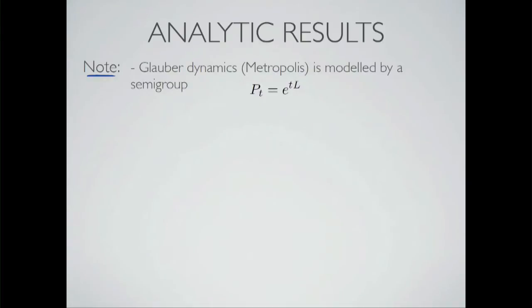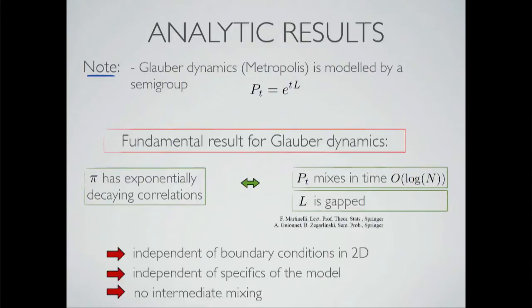And surprisingly, for classical spin systems, there's a remarkably tight characterization of mixing times of the Metropolis algorithm. In fact, it's a continuous version of the Metropolis algorithm called Glauber dynamics. This theorem says that if the classical Gibbs state has exponentially decaying correlations, then the mixing time of the Glauber dynamics, so the continuous time Metropolis algorithm, mixes in time order log n, where n is the number of particles, the number of spins in your system. This in particular implies that L, the generator of the semigroup, is gapped, but it tells you in fact a lot more, because gapped would only give you an order n mixing.